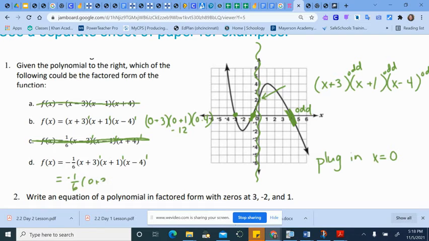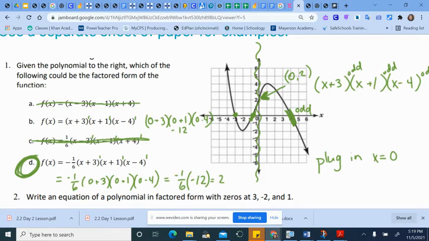Let's try plugging it in here. 0 plus 3, 0 plus 1, 0 minus 4. That gives us -1 over 6 times, we just said all that was -12. And that equals 2, which is what we think should happen. It does cross up here at 0, 2. When we plug in 0, the function comes out 2, so that is our answer, according to what we know as of right this second.